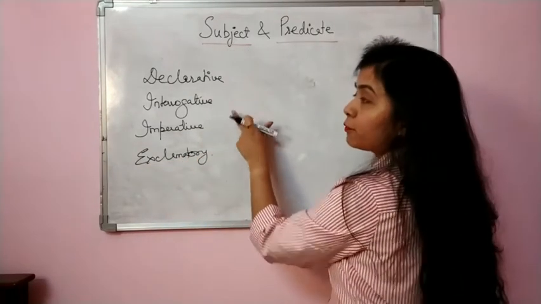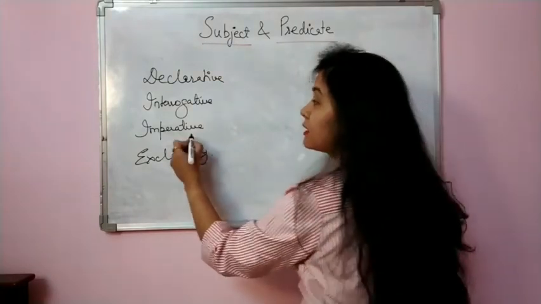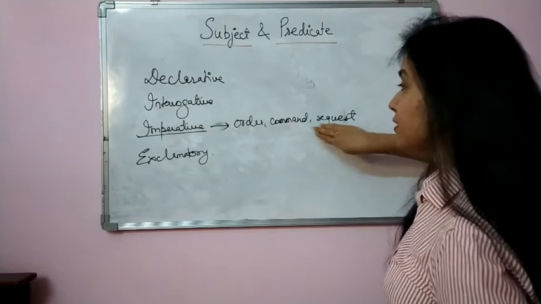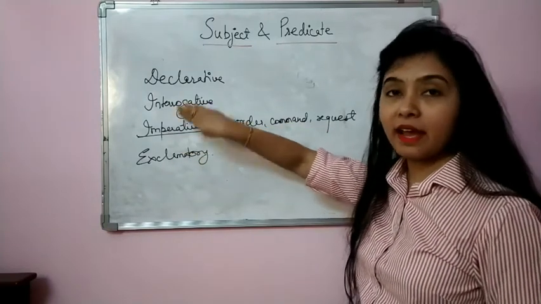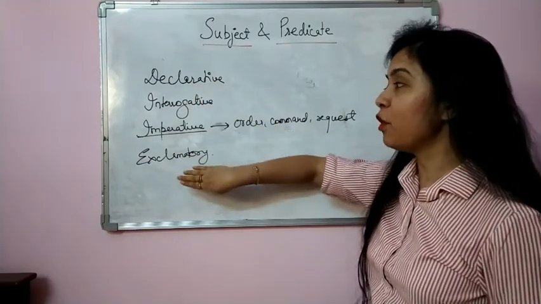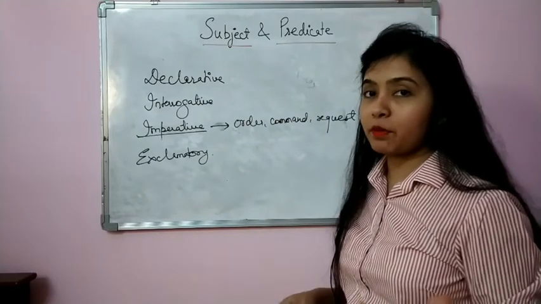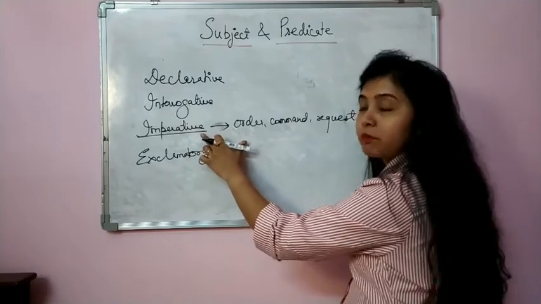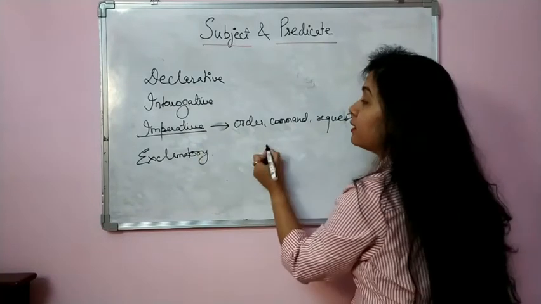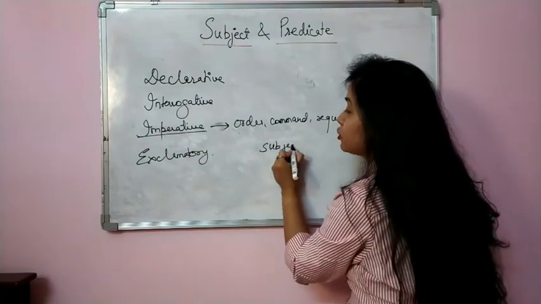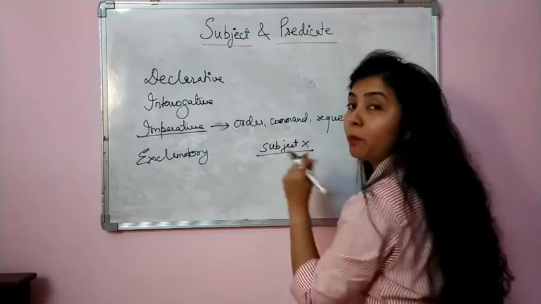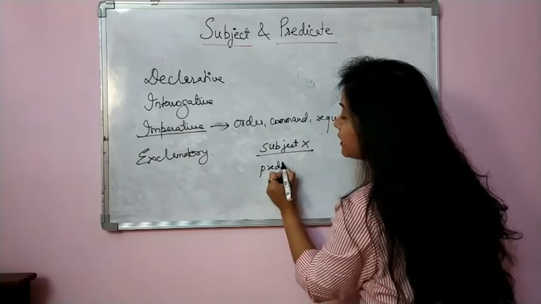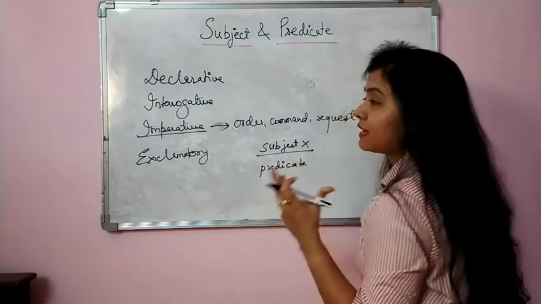Out of the 4 types of sentences, the imperative sentence expresses order, command or request, and I have explained all these 4 topics in my previous video. So I just want to tell you here that in the case of imperative sentences, we do not write the subject. The subject portion is omitted. It's not written. Only the predicate part is written. So this is an exception to the rule.